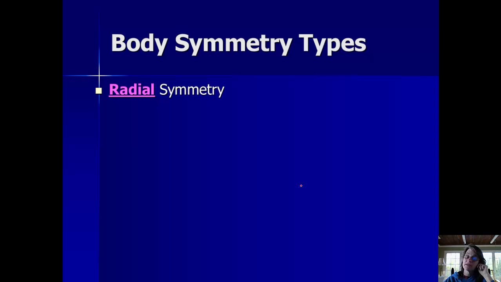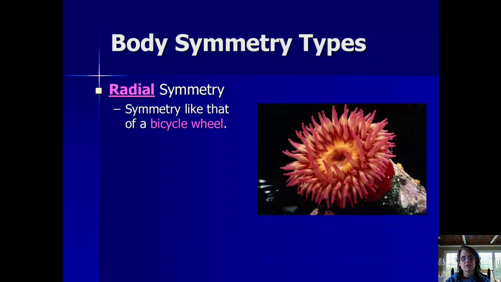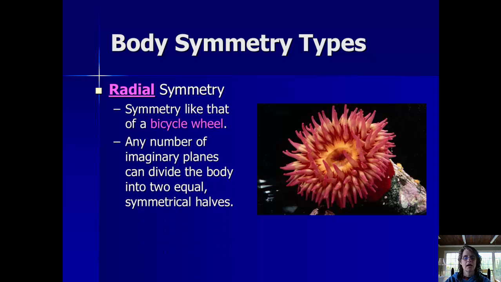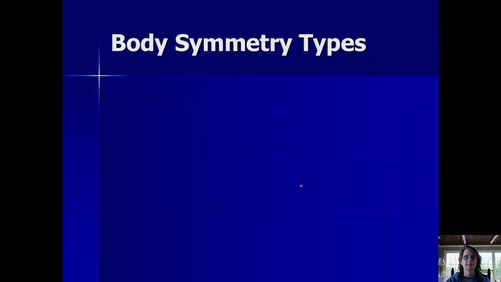The other type of symmetry is radial symmetry. In radial symmetry, it's symmetry like you have if you look at a bicycle wheel. Any number of planes could cut that body into two equal halves, like a pie. You can cut it this way, or this way, or this way, or this way, and you'd still have two equal halves, no matter which of those ways you chose to cut it.